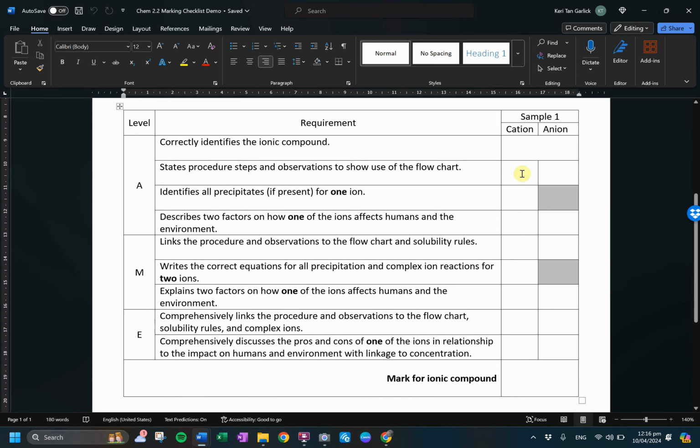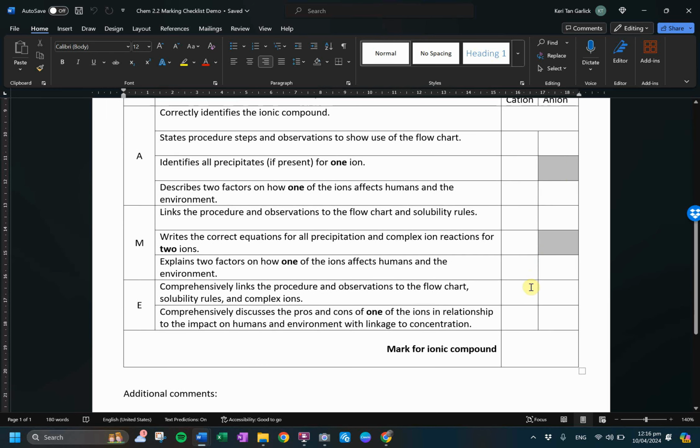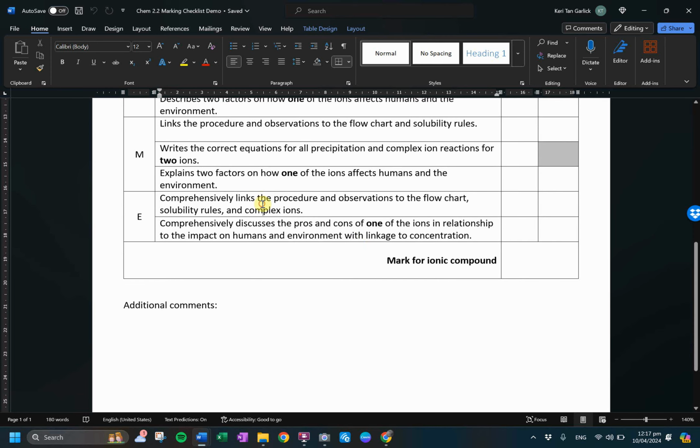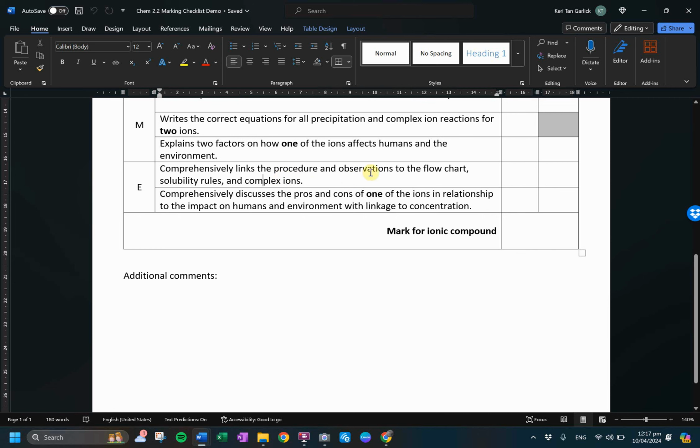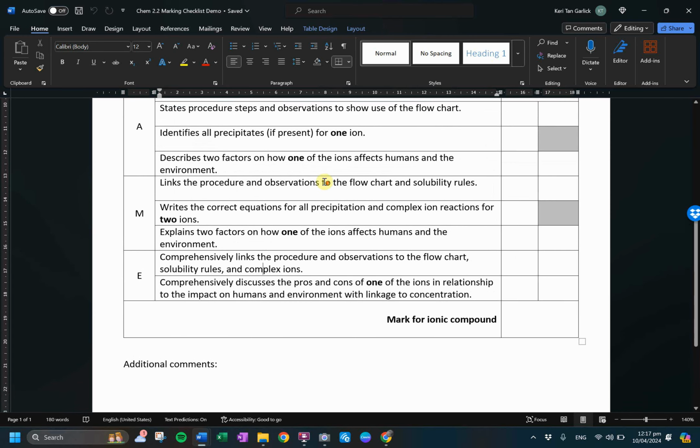All right, steps and procedures, observations, all precipitates. This one you'll do later. So that's tick, tick, tick. We got all that done for our cation. Link your procedure and observations to the flow chart and solubility rules. So talk about the white precipitate: I know it's these potential options, and I know this is the precipitate because of solubility rules, etc. For this one, write down all your equations, and you only have to do this for 2 of the ions. So I do allow you a chance to make some mistakes. This one here is comprehensively link the procedure and observations to the flow chart, solubility rules, and complex ions. So talking about that complex ion section is really the key in that one.